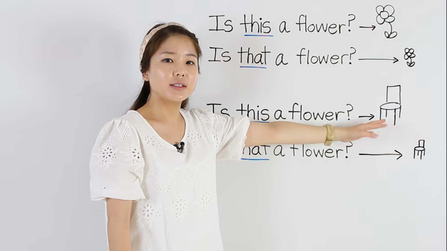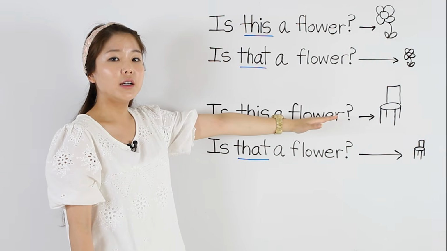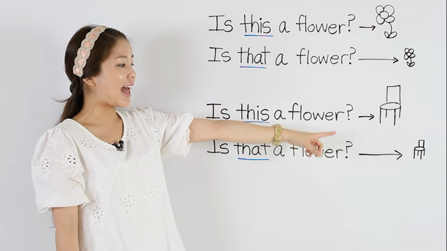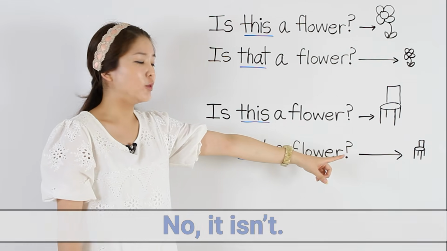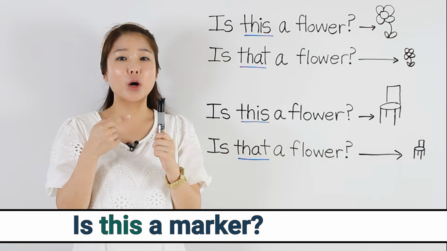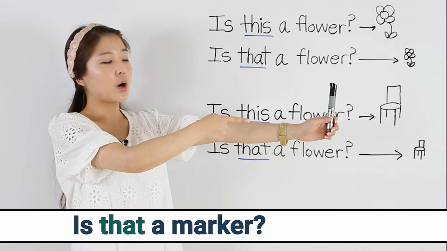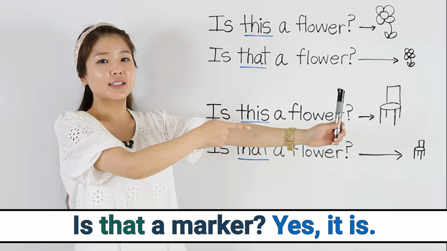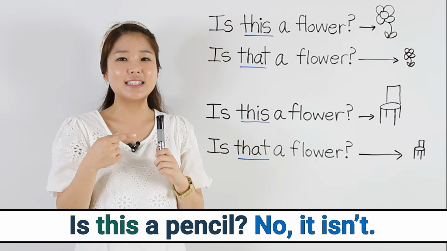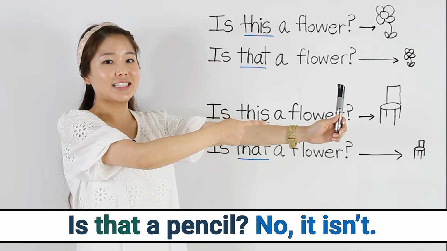Okay, but how about this? This isn't a flower. So, is this a flower? The answer is no, it isn't. Is that a flower? No, it isn't. Okay, here. Is this a marker? Yes, it is. Is that a marker? Yes, it is. Is this a pencil? No, it isn't. Is that a pencil? No, it isn't.